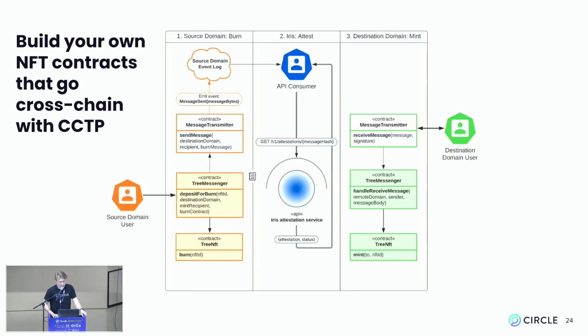What this would look like, similar to the first diagram I showed, is that the message transmitter contracts stay the same. That's the generic message passing layer. But now, instead of a token messenger and the USDC contract, we've got a custom tree messenger and tree NFT. So the tree messenger would receive the deposit for burn function and burn the tree. It would then get bridged across, and when we call receive message on the destination chain, we would mint the new tree NFT.